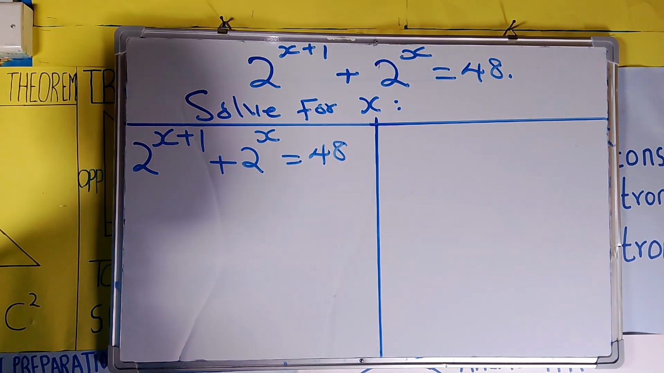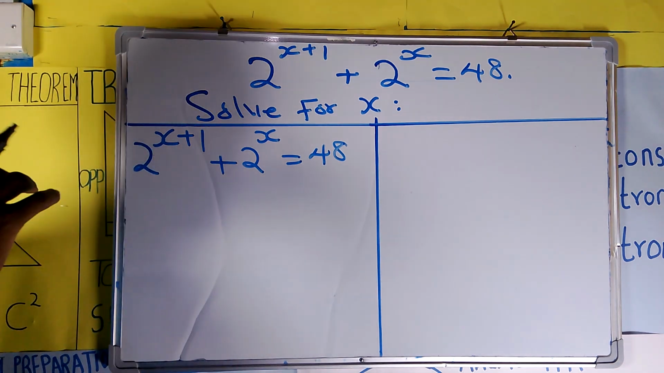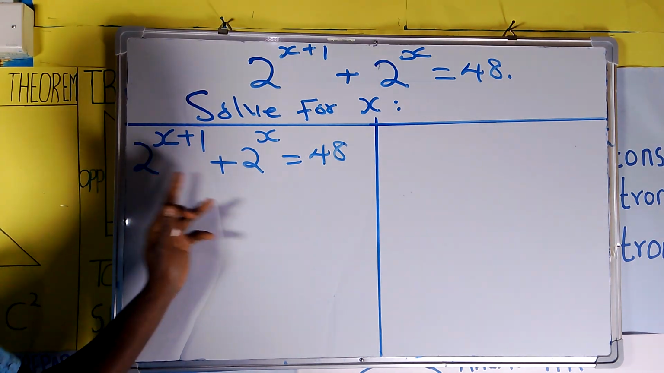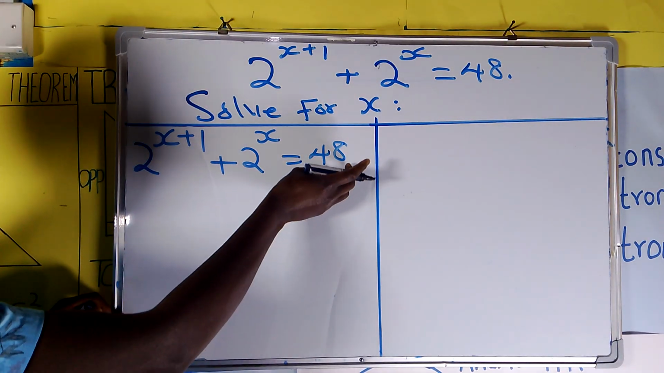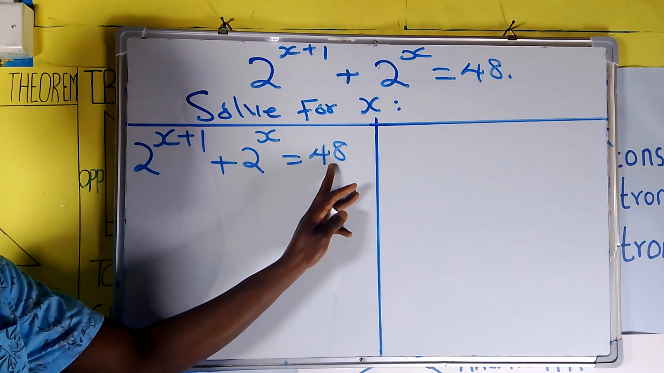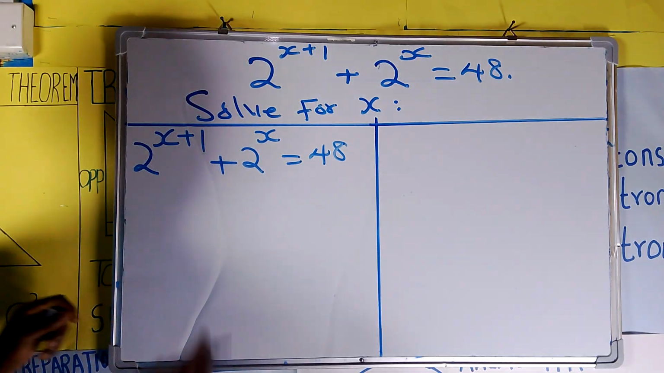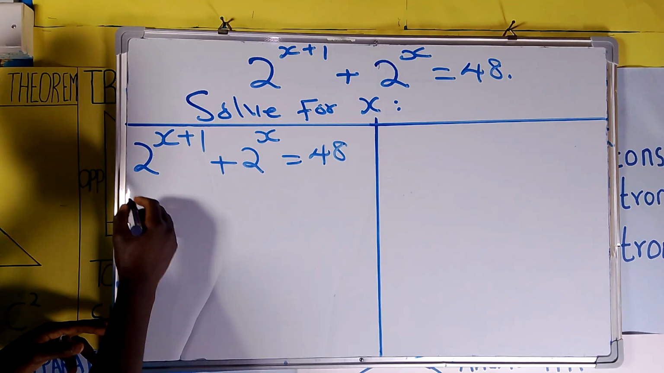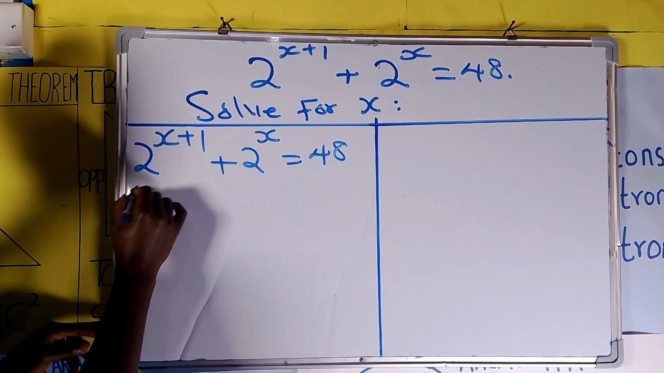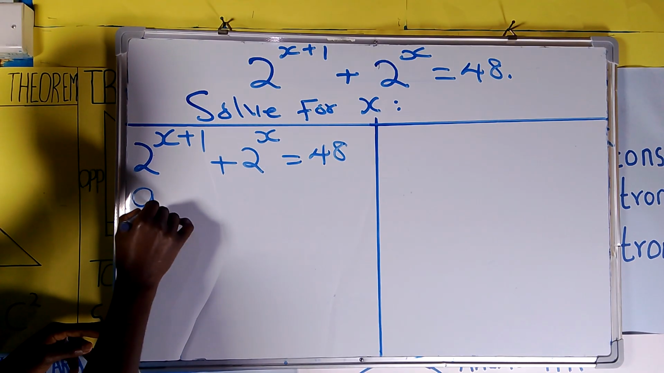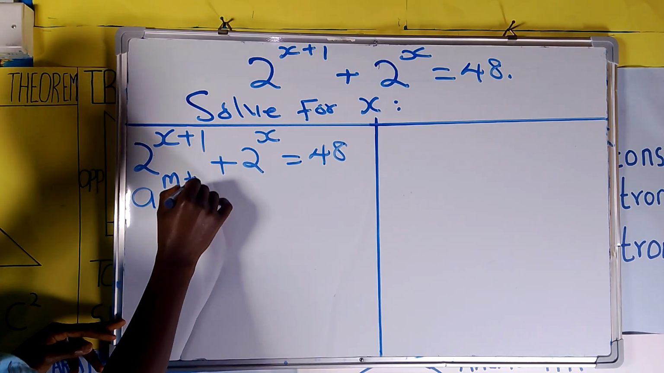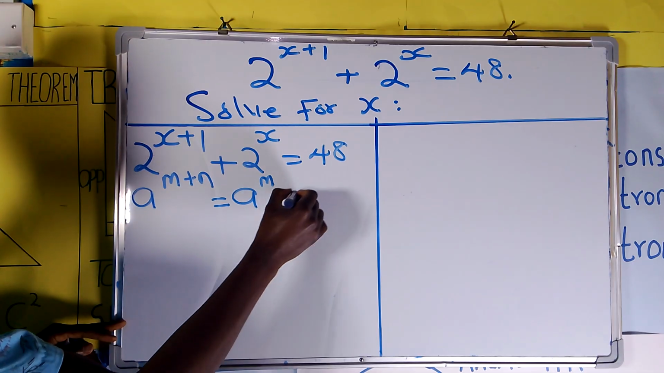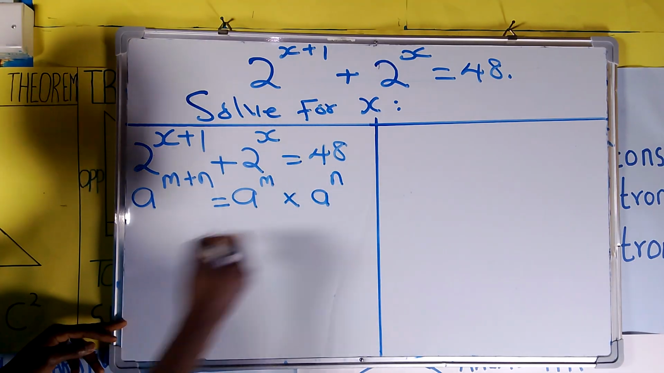That is our question. So for us to solve this question, we are going to check out the base. Our base is 2, and here our number is 48, and this 48 cannot be written to base 2. So what we are going to do, we are going to split this and use the multiplication law, which states that a to power m plus n is the same as a to power m times a to power n.